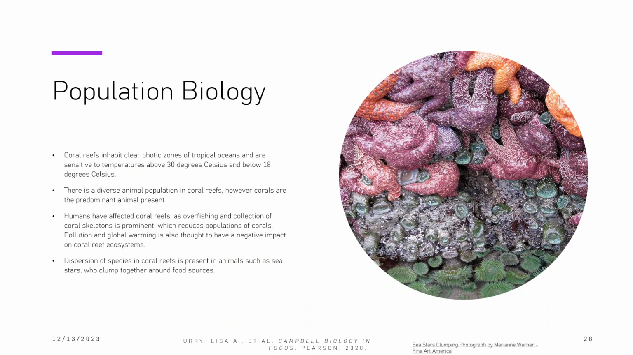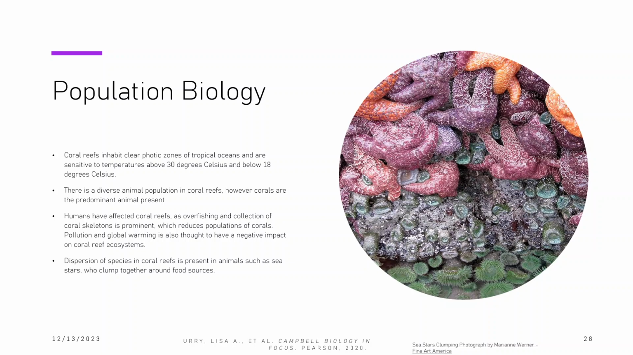Population biology. Coral reefs inhabit clear photic zones of tropical oceans and are sensitive to temperatures above 30 degrees Celsius and below 18 degrees Celsius. There is a diverse animal population in coral reefs. However, corals are the predominant animal present.